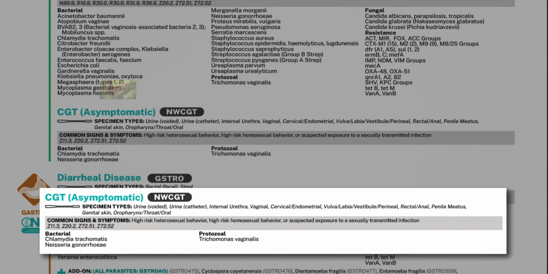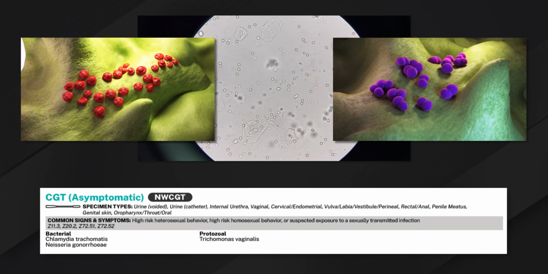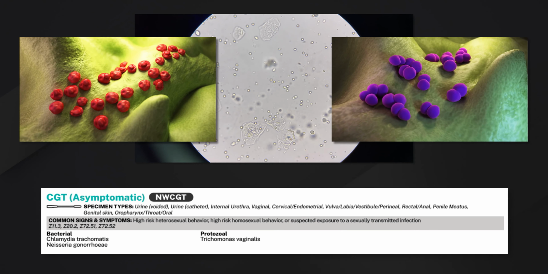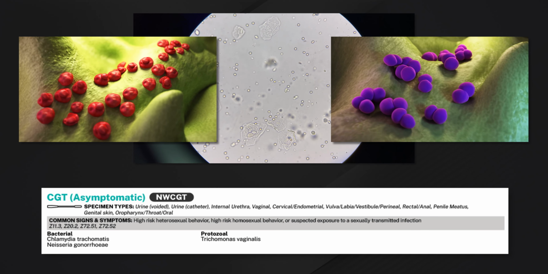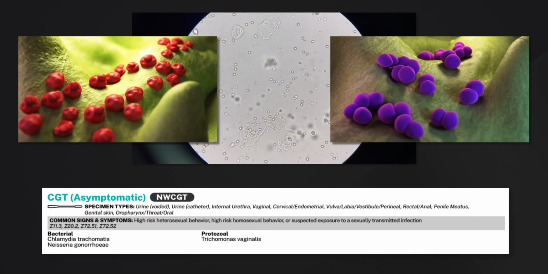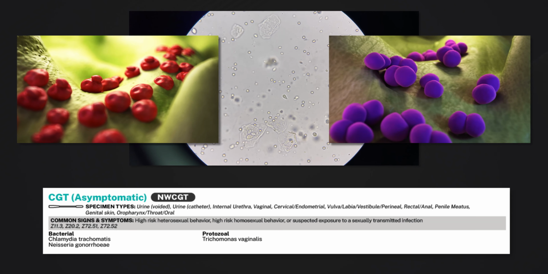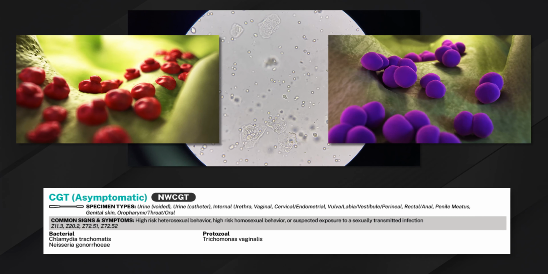Finally, we offer a CGT asymptomatic menu for asymptomatic patients with high-risk behavior or recent exposure to an STI. This menu tests for chlamydia, gonorrhea, and trichomonas. There are multiple accepted collection sites for this menu, and the specimen should be selected by the suspected route of transmission.